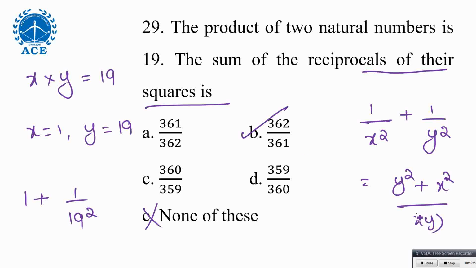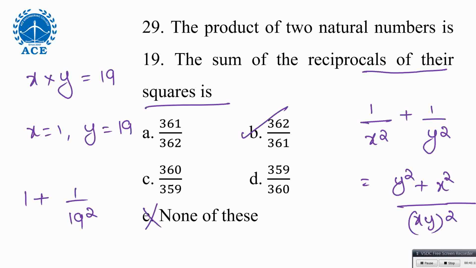Denominator is xy whole square. 19 square is 361. Generally you may think about none or option B. It will be none or option B because the denominator is xy, x into y is 19. 19 square 361 is available only in one option, denominator B. Or we go with none or B.